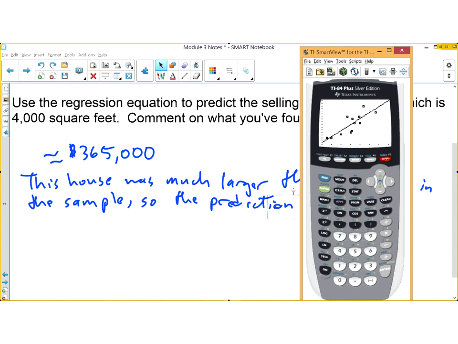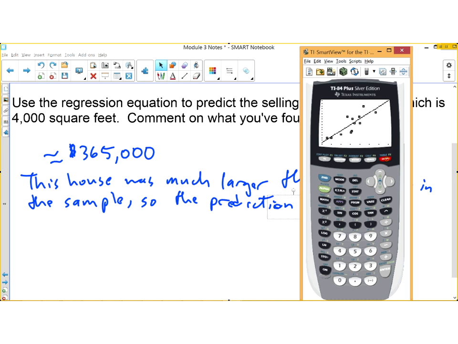Because here's the deal, I don't have any houses about that size to compare it to. So if I go back to my calculator and I go back to my graph, I have no way of knowing that this pattern continues for larger houses. There's no way to know that. And thus, I can't make a good prediction about that house. If I had a lot of some other larger houses, I might be able to more accurately predict this house.